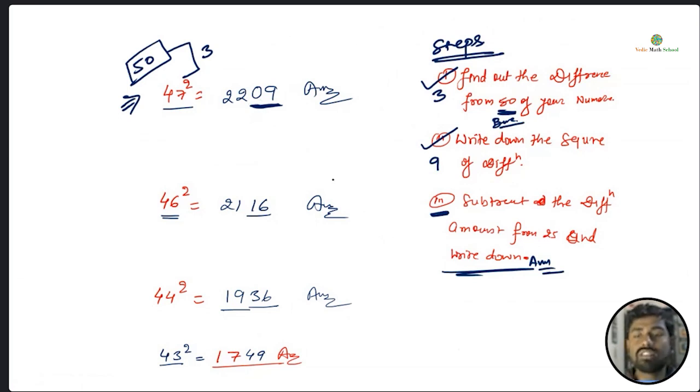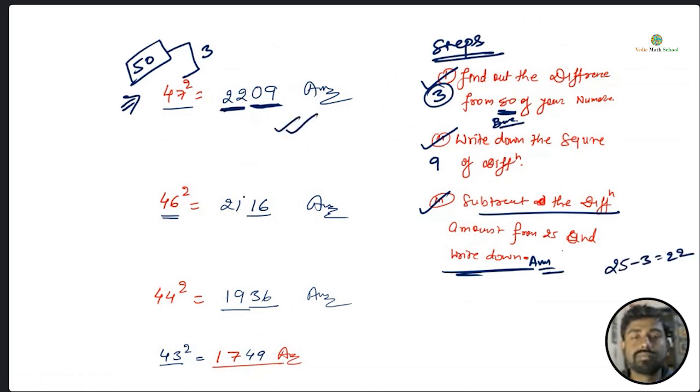Second step, the square, is done. Last step says subtract the difference. What is the difference? 3. This is very important. The difference is always important. Subtract the difference amount from 25. So now 25 minus 3 is 22. Look at here, this is the answer. Simple. Look at the next example.